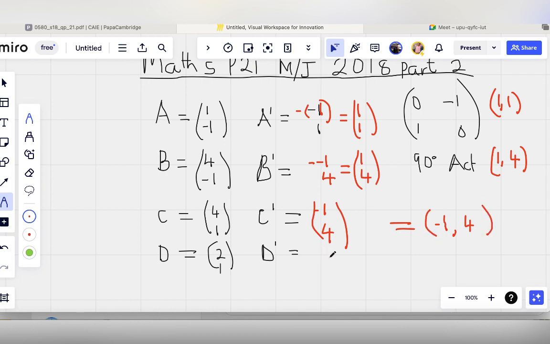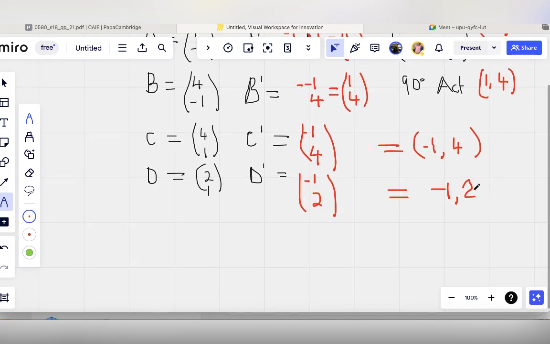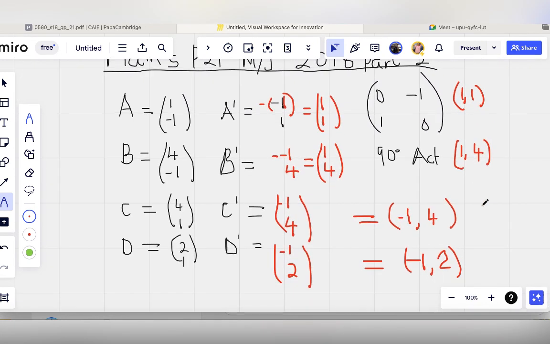And then the last one, you flip, it becomes 1, 2, and then you add negative at the top, it becomes -1 and 2. The new coordinate will become what? -1, 2. This will be the new coordinate. Okay, so these are our coordinates. 1, 1.